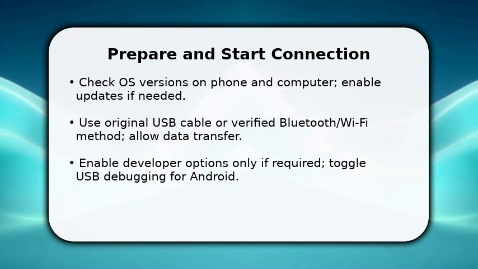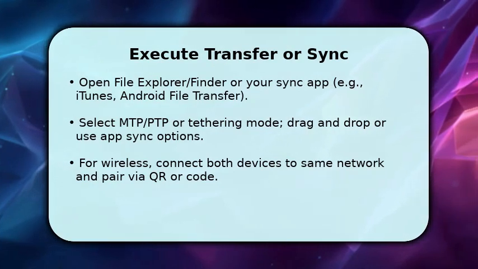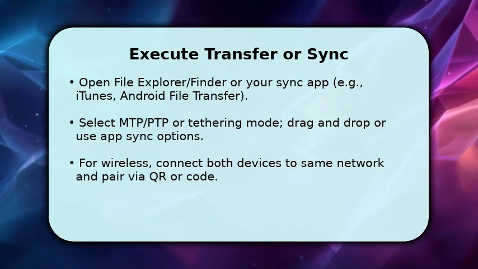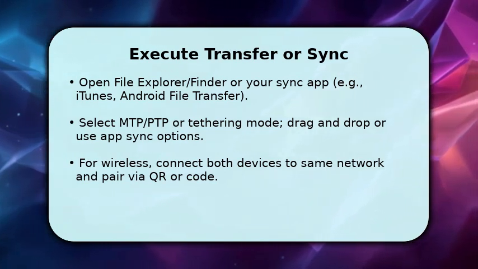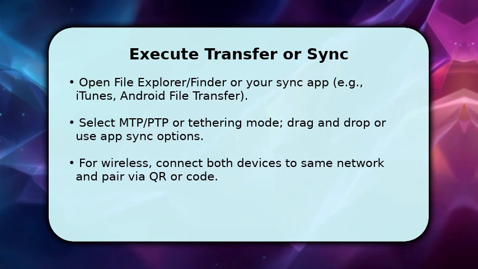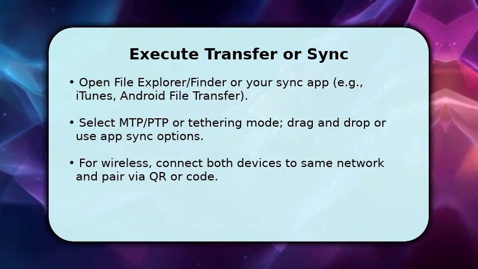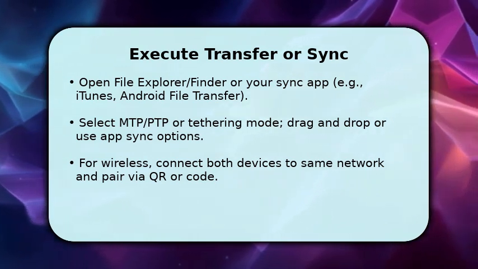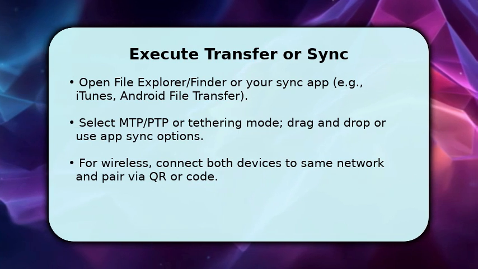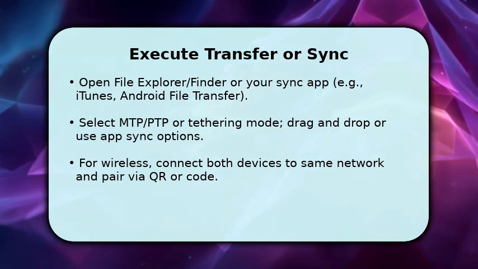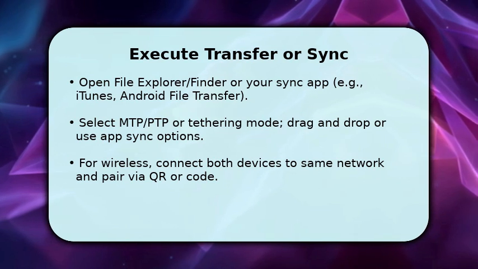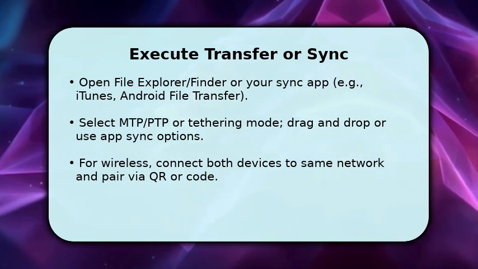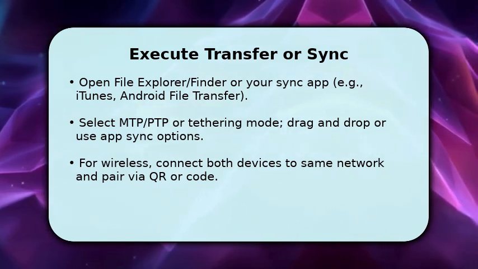Next, you perform the actual transfer or sync. Connect via the chosen mode and open File Explorer or the dedicated sync app. You'll see your phone listed as a device. Once visible, navigate to the folders you need, pictures, documents, or app storage, and drag files or initiate a sync operation. For wireless transfers, pair the devices using the app's QR code or pairing code, and then select the files.